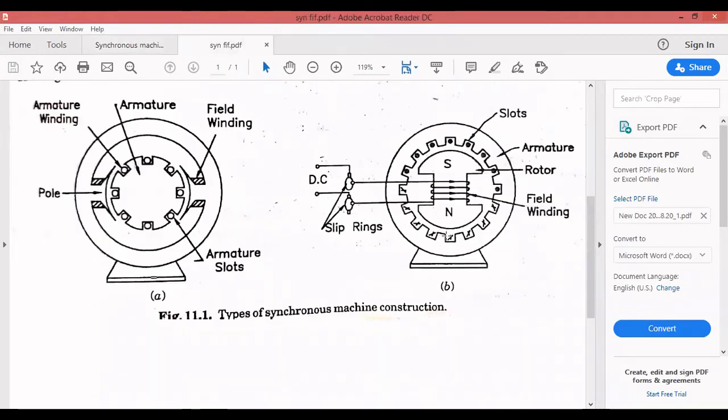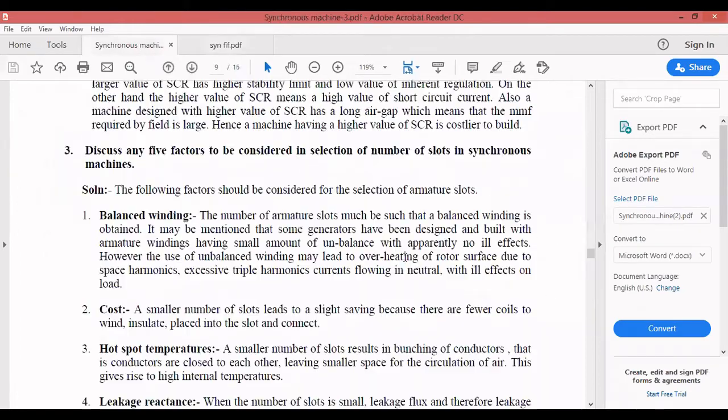Suppose these are your stator slots and the armature winding is done in the stator slots. If this armature winding is not balanced for the three phases, then due to the unbalanced stator winding there will be a heating effect on the rotor. The rotor is nothing but your field winding. Which type of rotor? It may be a wound rotor or a salient pole. Here in this figure, this is a salient pole synchronous machine. So there will be a heating effect.